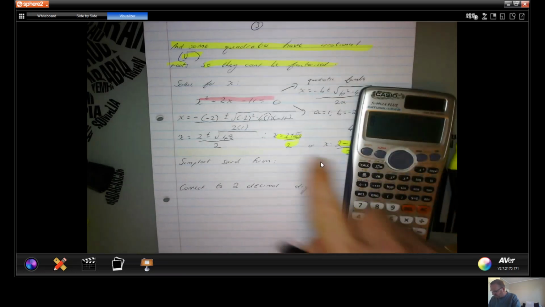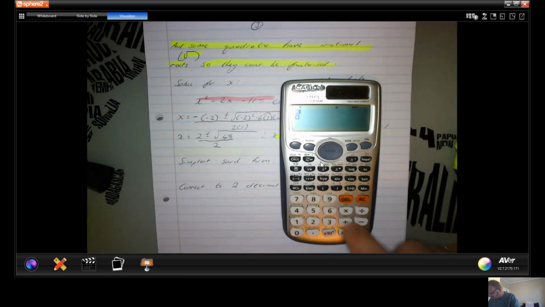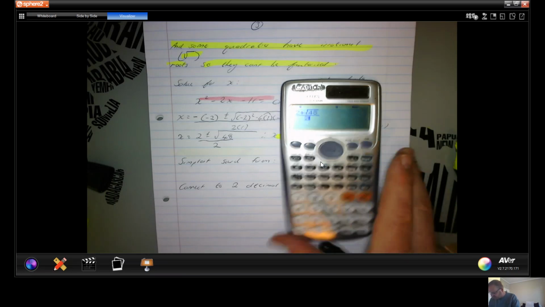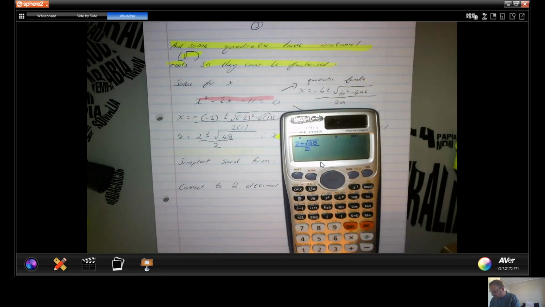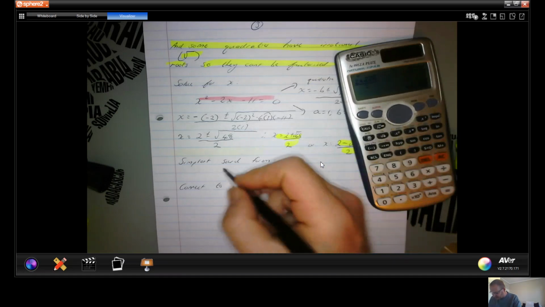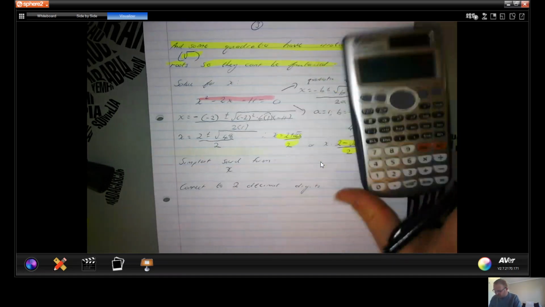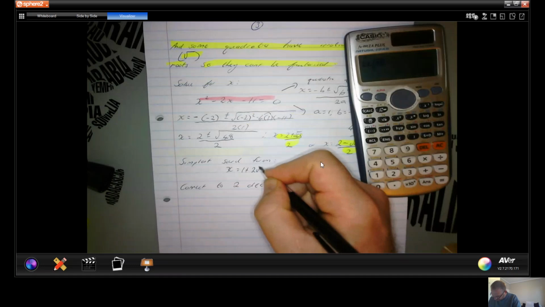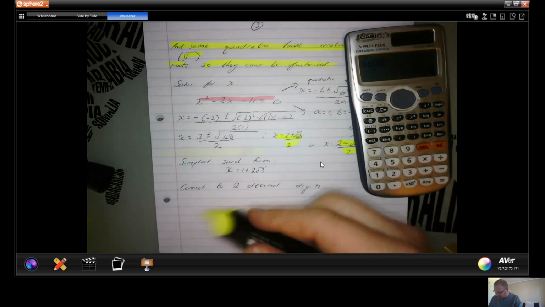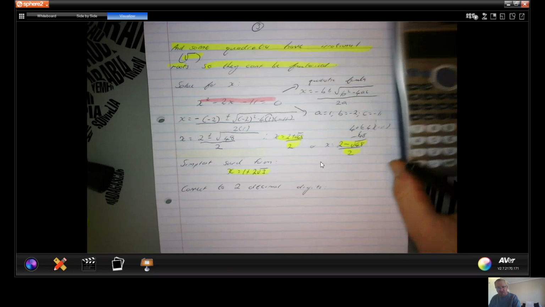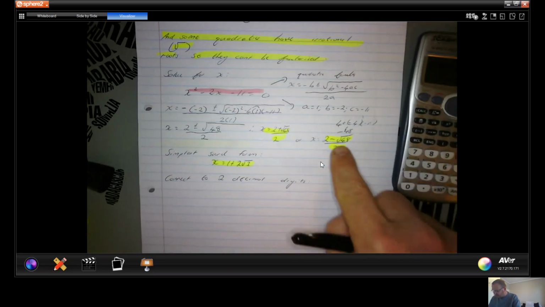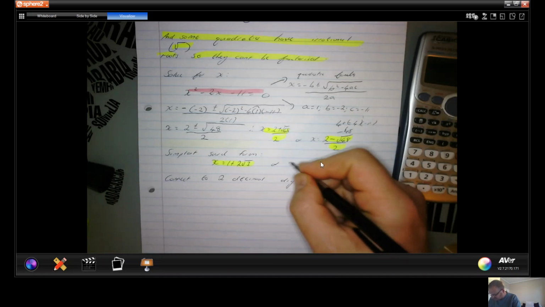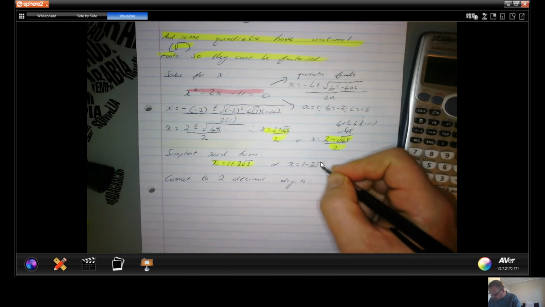You could do it without a calculator pretty easily, but just pop 2 plus root 48 over 2 into your calculator, and you get x is equal to 1 plus 2 root 3. I'll do a brief explanation now of how you do that without a calculator, but unless they specify to do it without a calculator, you use your calculator. The other answer will be exactly the same but with a minus sign, so x is equal to 1 minus 2 root 3.